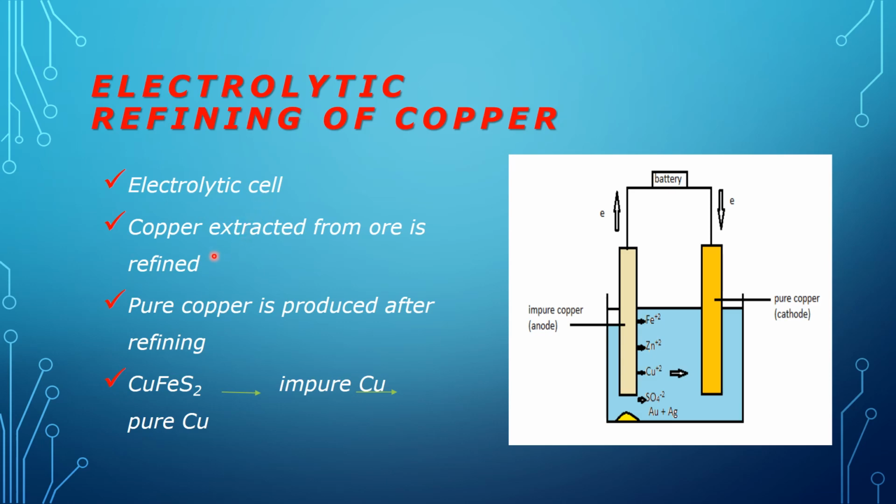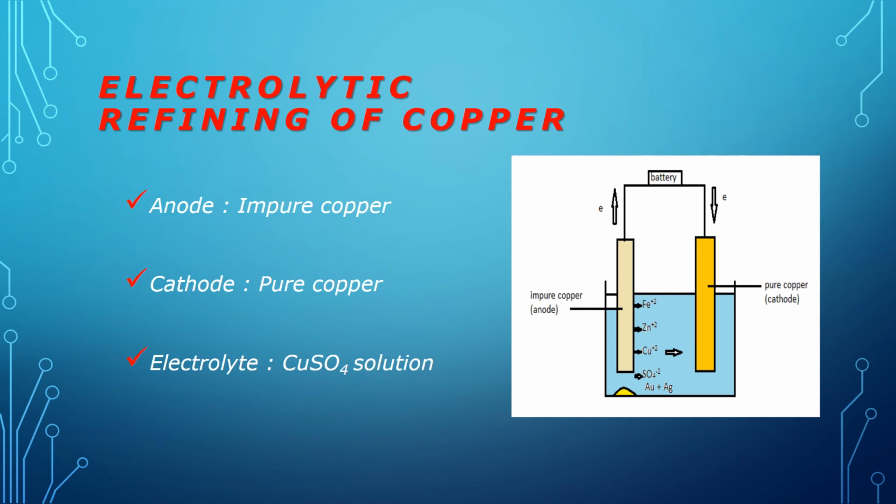First, the copper is extracted from its ore. Extracted means that it is obtained. Ores are the naturally occurring salts of metals. For example, the ore that is used to extract copper is called copper pyrite. First, copper is obtained from its ore, copper pyrite. This copper obtained is impure. So, in order to convert this impure copper into pure copper, we use the process called electrolytic refining.